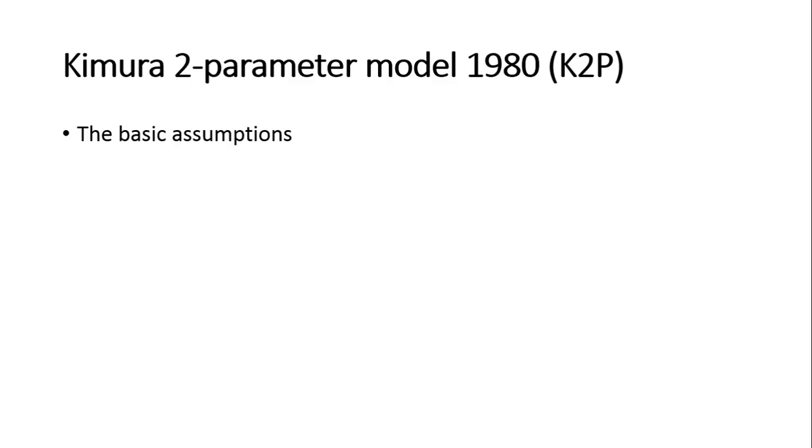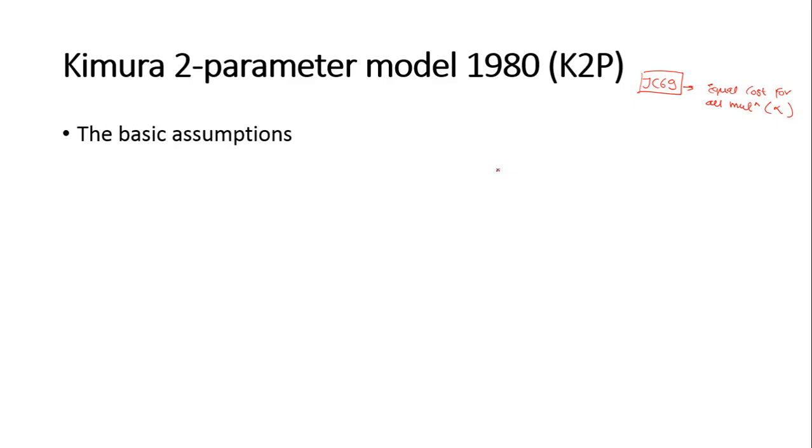In JC69, we considered equal cost for all mutations. Let me write it here, JC69, what was the basic assumption? Equal cost for all mutations, and we have referred to it as alpha. In other words, all mutations were considered to be happening at an equal rate when it came to JC69. But this may not be true when it comes to actual DNA sequences.